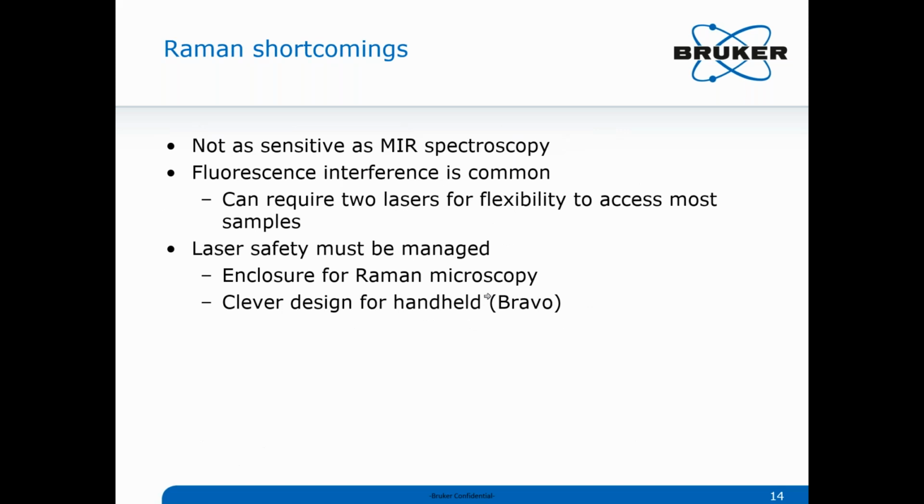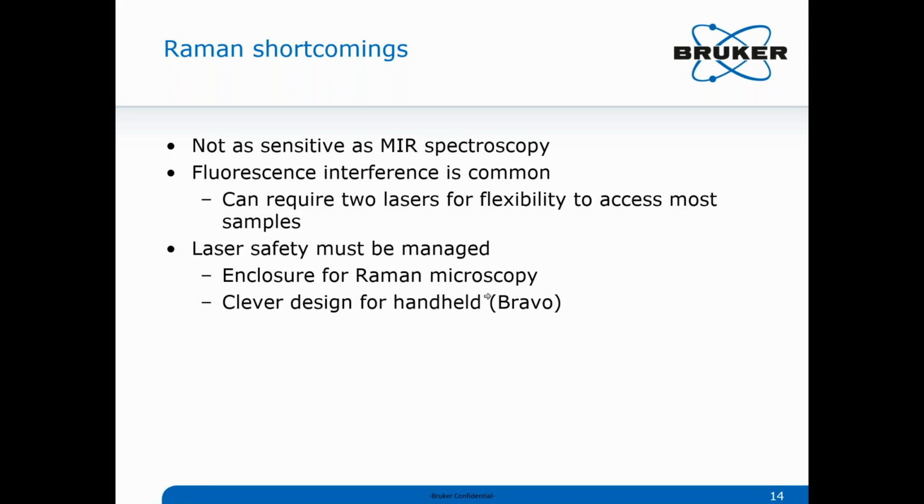One of the things it doesn't do well at is looking at molecules that have low symmetry, and it's not as sensitive as mid-IR. I mentioned it's a weak technique. Fluorescence interference can be common, so you may need to use 2 or more lasers. In general, things that have an aromatic ring fluoresce in the blue-green, but work well in the red. So usually for those, you'll use 785 nanometer excitation, and for 3D transition metal containing species, they typically fluoresce at 785, but work well at 532.